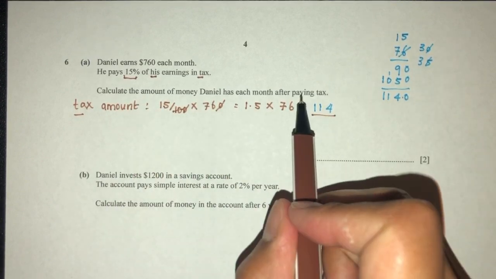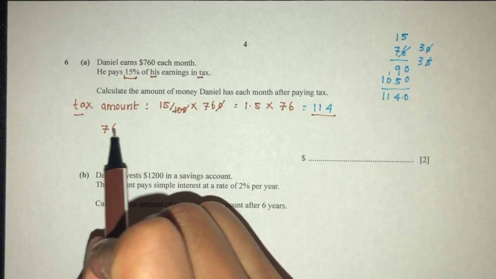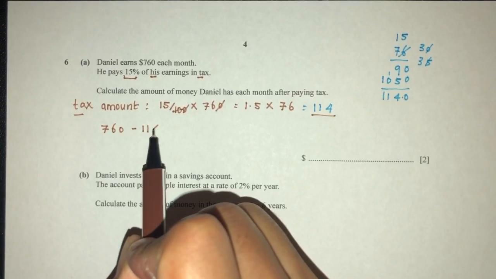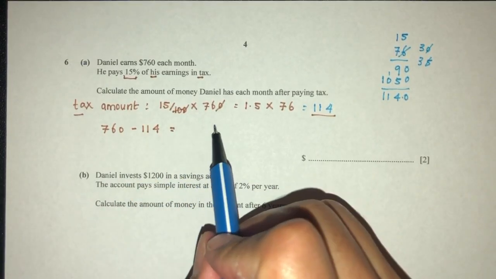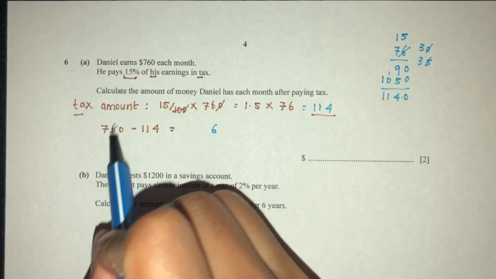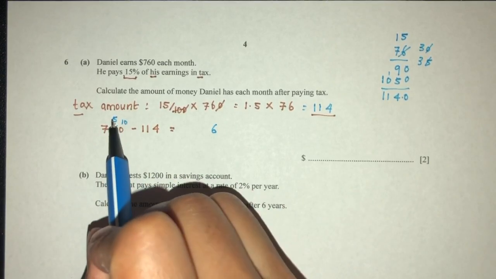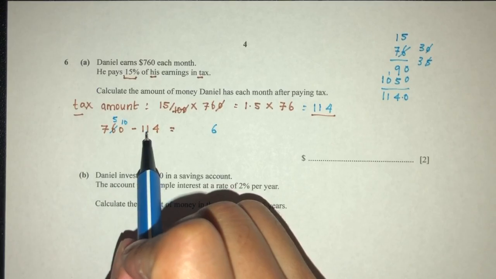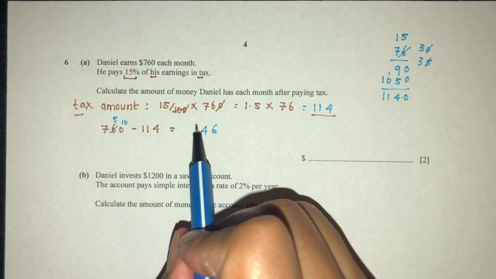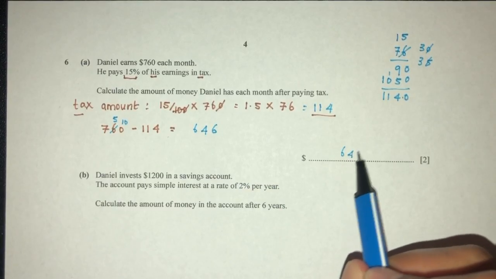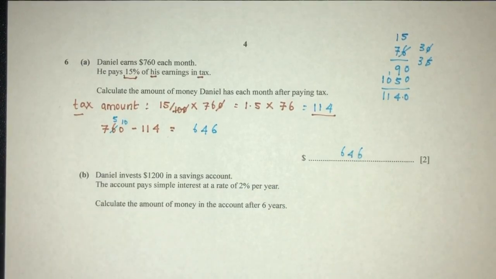So how much money does he have left? Pretty easy. His income minus his tax amount. Let's find out. That will be 6 at the end. So 5 here, right? That will be 10. So 5 minus 1 is 4, and then 7 minus 1 is 6. So 646 will be the amount he has at the end after paying taxes.